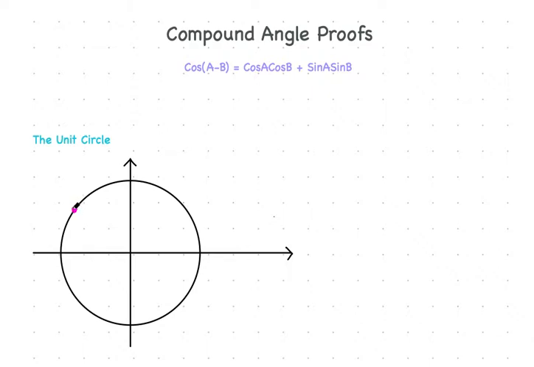So if I put a point here, and I'm going to call it the point P, that is a distance of 1 unit away from the origin. So it is exactly 1 unit in length. That point P there could be described as a rotation. It could be described in terms of the rotation around the unit circle.